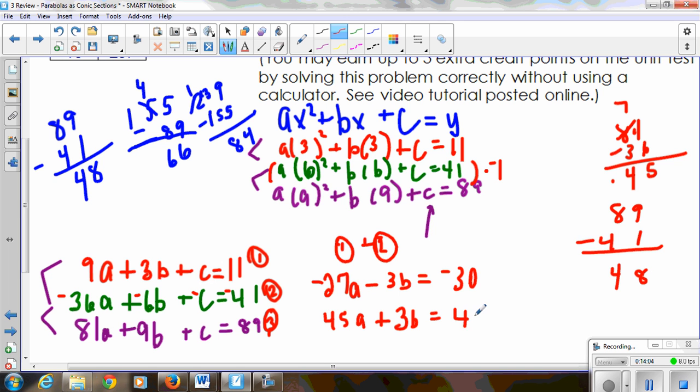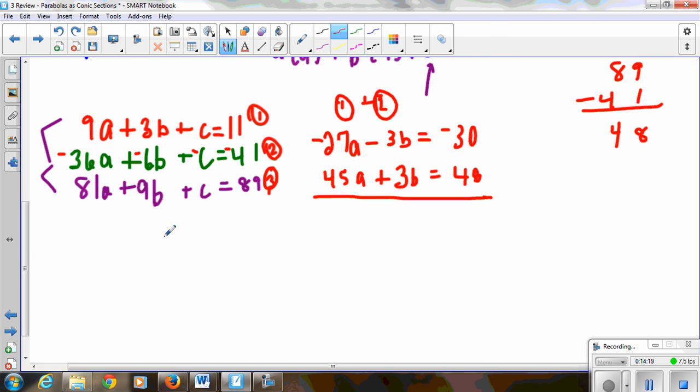48. And if you look, this is actually perfect because the next step would be to cancel one of my variables, a or b, and if you notice, b cancels perfectly, so that works out very nicely for me. I can go ahead and combine these two new equations. Let's do a different color, and my b's cancel, so I'm left with 45a minus 27, so 45 minus 27. It's going to give me 15.